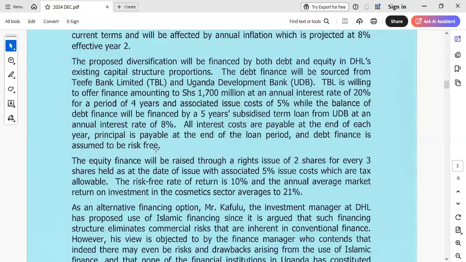All these ones matter. The equity finance will be raised through a rights issue of 2 shares for every 3 held as at the date of issue, with associated 5% issue costs, which are tax allowable. The risk-free rate, okay. So you need to know that the reason why the examiner is giving you all this information is because you're using APV.